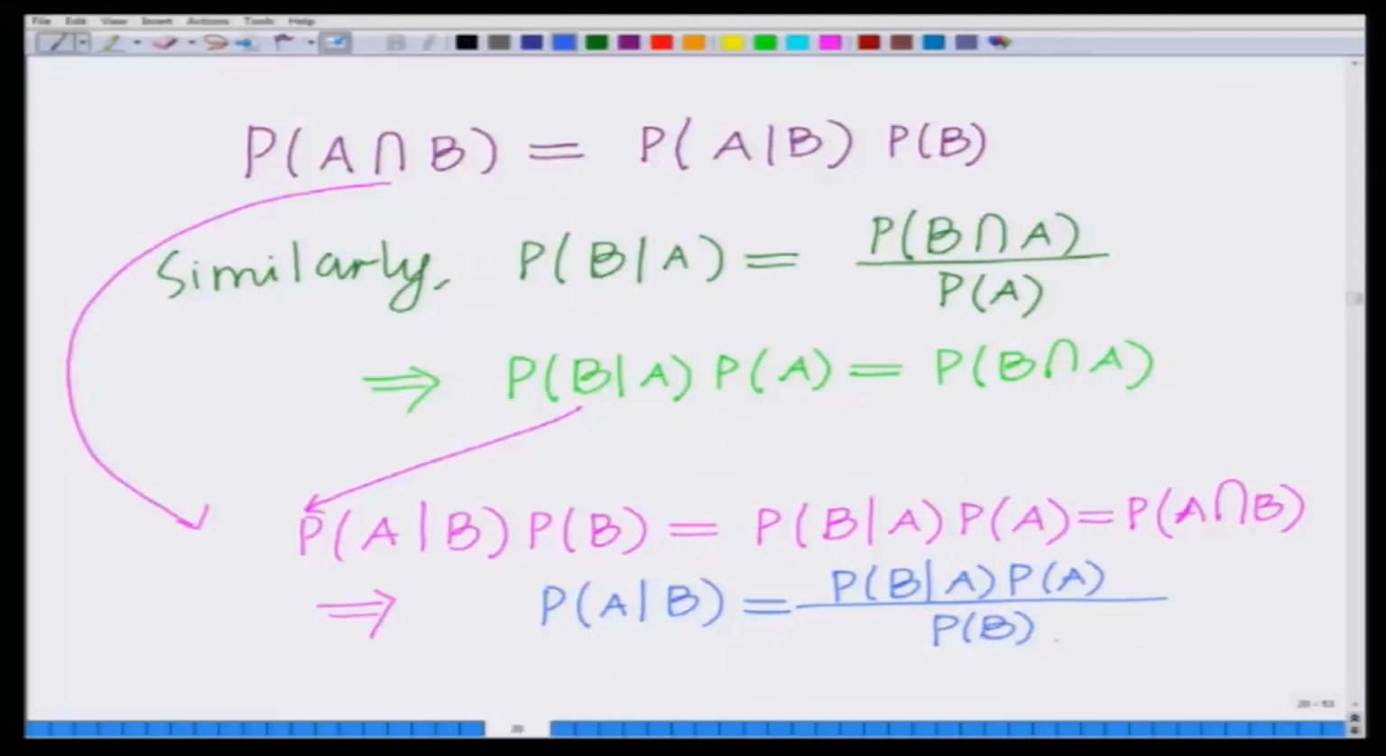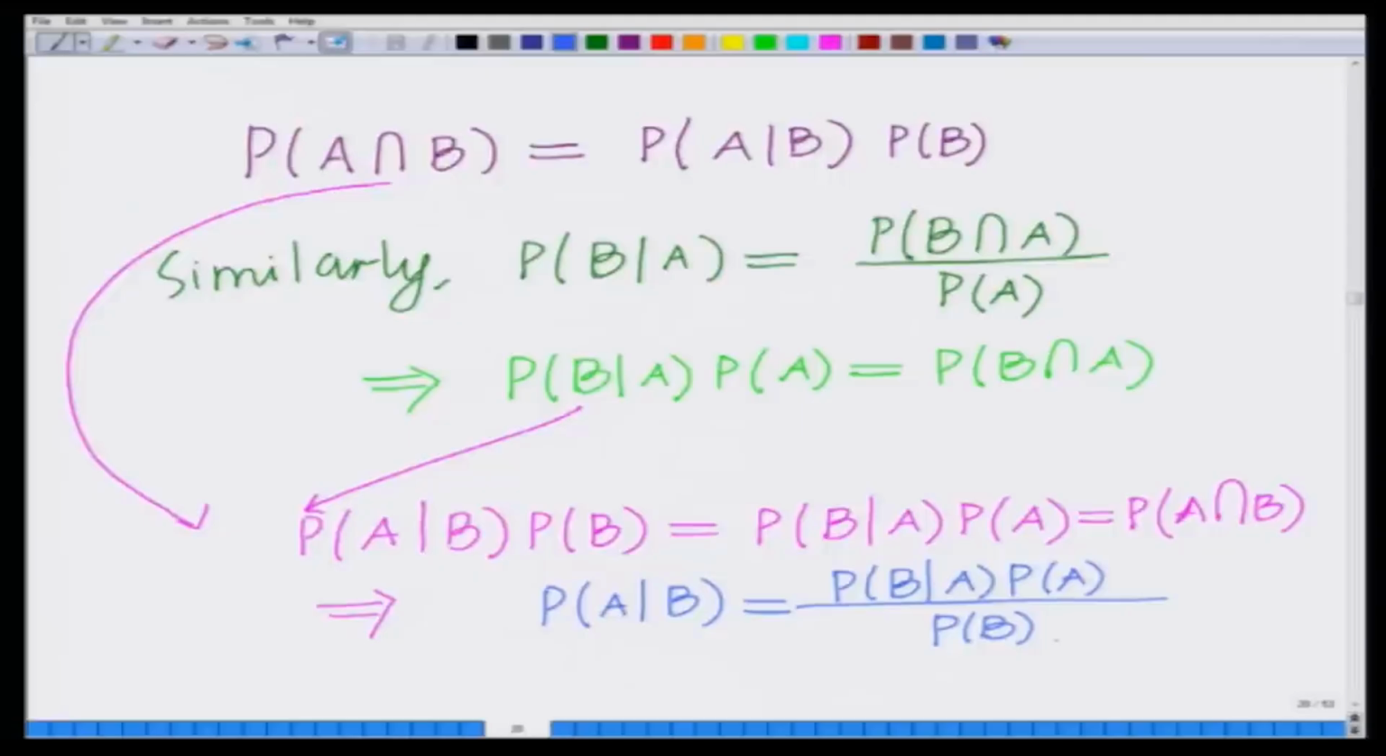So, we derived an important property of conditional probability. This is also known as the Bayes result. We will explore more about this later. So, first we have said that the probability of A conditioned on B is equal to the probability of A intersection B divided by the probability of B. Similarly, the probability of B conditioned on A equals the probability of B intersection A divided by the probability of A.